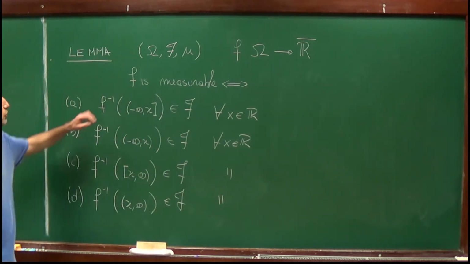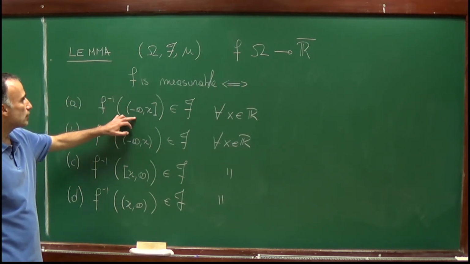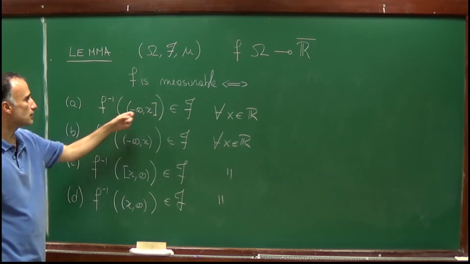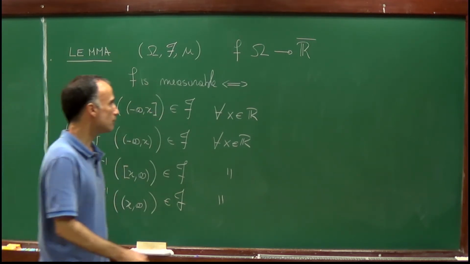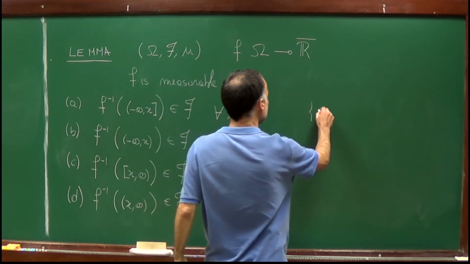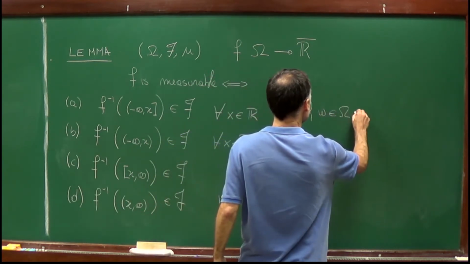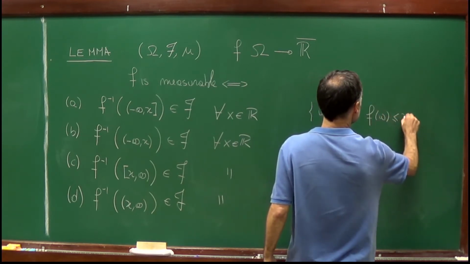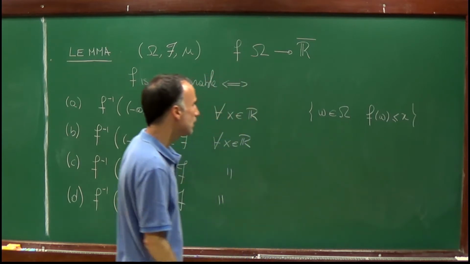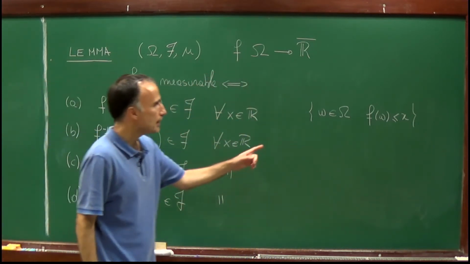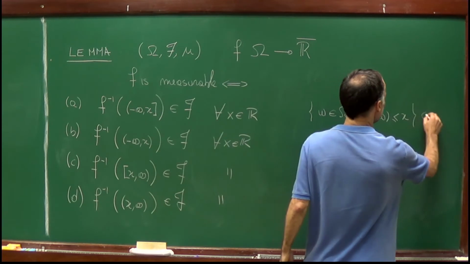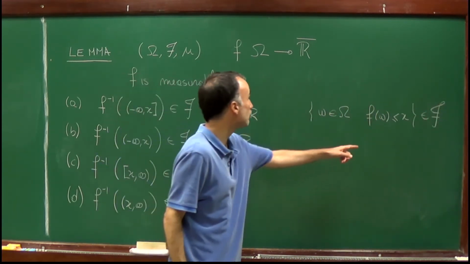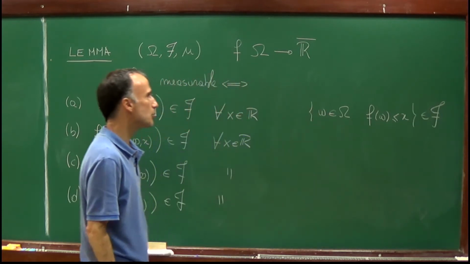So in order to show that a function is measurable, we need only to check that the inverse image of, say, this type of set belongs to F. So remember, this will be all the points omega in omega such that f of omega is less or equal than x. So we need to show that for any x in R, this set belongs to the sigma algebra F in order to prove that a function f defined in omega is measurable.